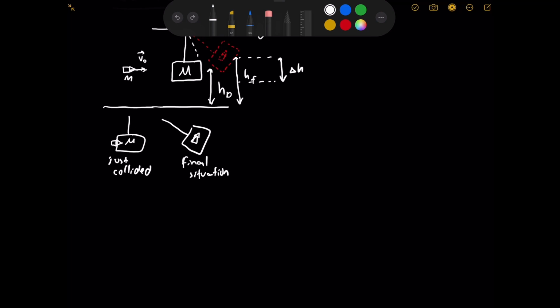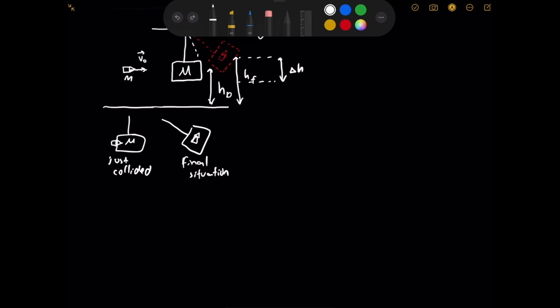Anyways, so what can we do? Well, if we figure out the energy just after the collision, we can set it up to be equal to the final energy. And for the energy just after the collision, we need to find the kinetic energy just after the collision, because we already know the potential energy. And we can find the kinetic energy by using conservation of momentum.